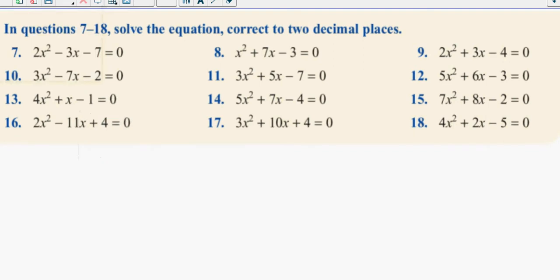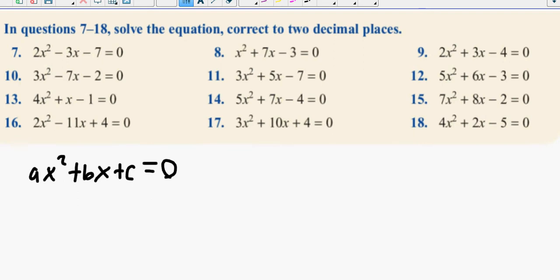Okay, so what we have here is we're asked to solve the following equations. Now these equations can't be solved by conventional means. They have to be solved using a specialized formula. The special formula in question gives you the following information. It says ax squared plus bx plus c equal to 0.